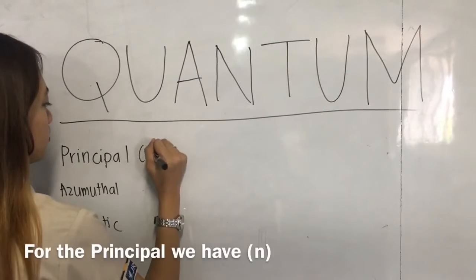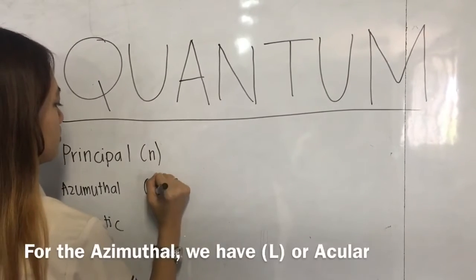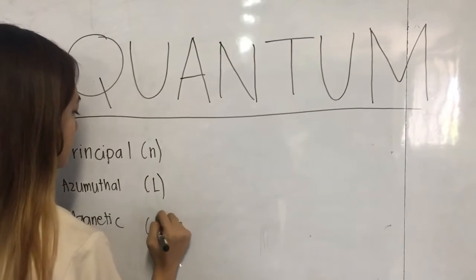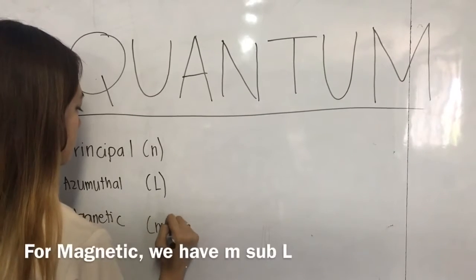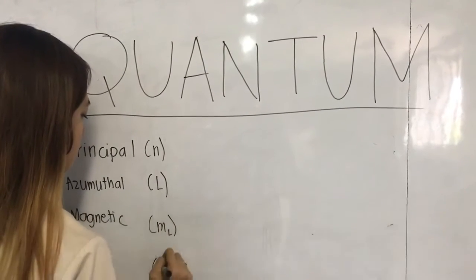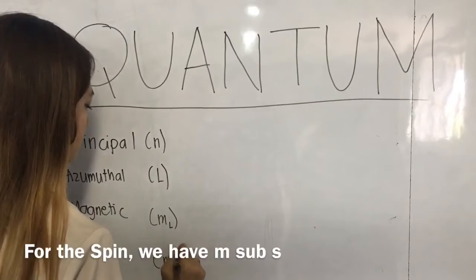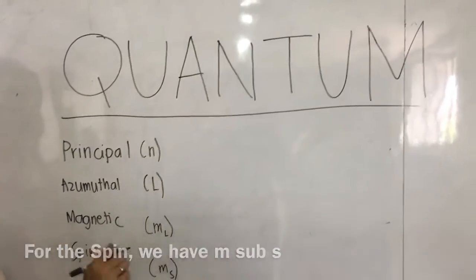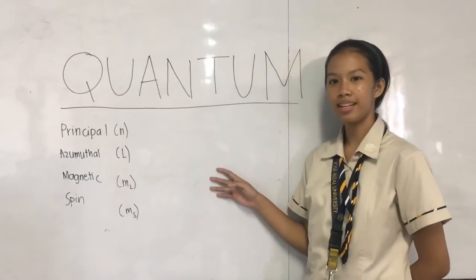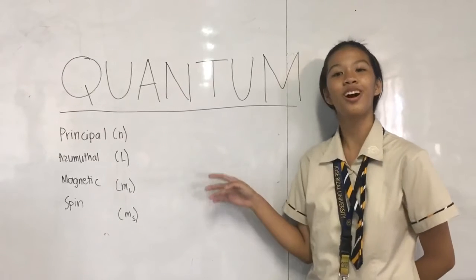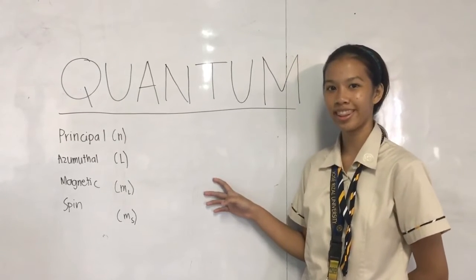For the principal, we have n. For the azimuthal, we have l or angular. For the magnetic, we have m sub l. And for the spin, we have m sub s. The atomic orbitals will be used later on electron distribution.